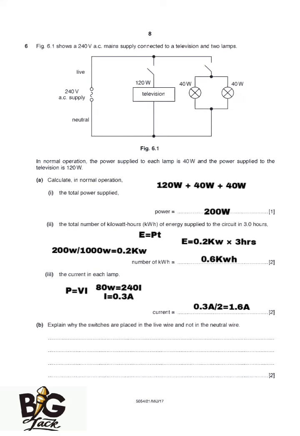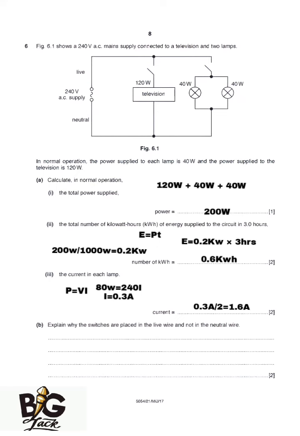not in the neutral wire. So here I'm going to say, this is because the current flows in the live wire. If you try to put the switches on the neutral wire, and you know that current flows in the live wire, you're going to find that even if you switch off your appliances, current will still flow in the conductor.